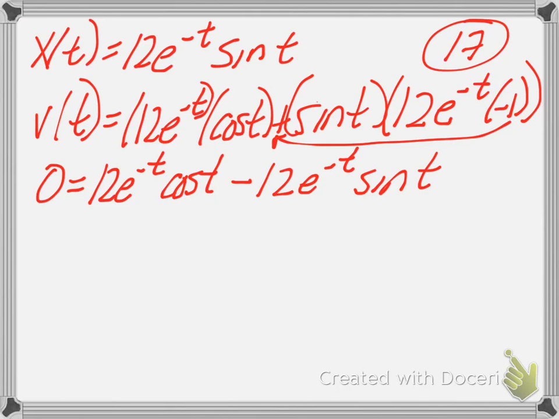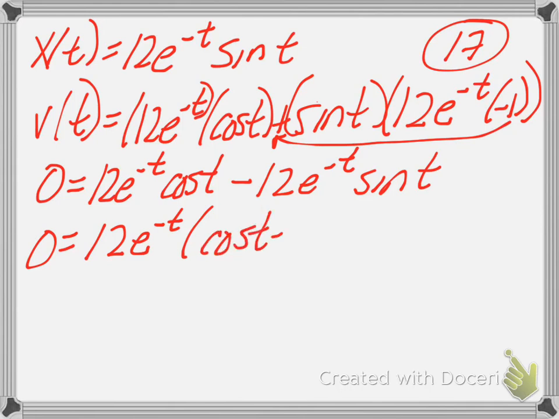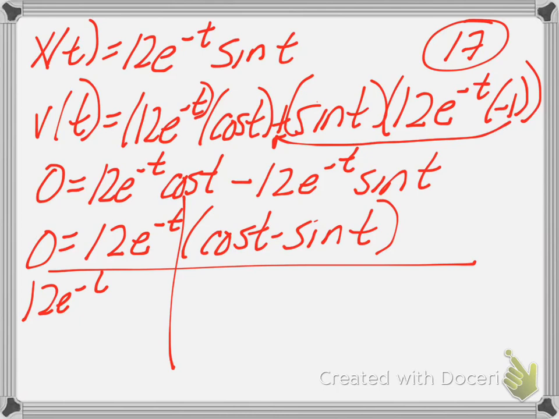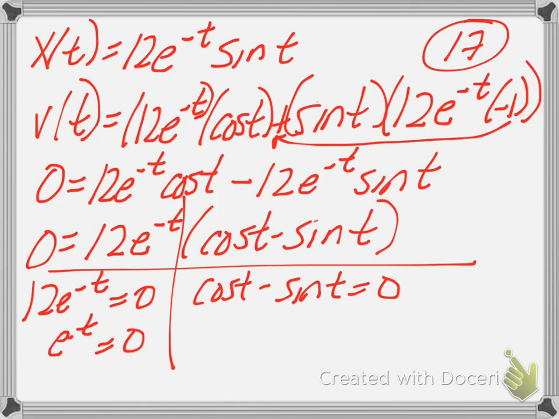This is a non-calculator question. So hopefully you notice that there are some things we can factor out. We can factor out a 12 and an e to the negative t. Okay, so we'll set them each equal to 0. Okay, so when does 12e to the negative t equal 0? Well, you can divide both sides by 12. Okay, there is no number that you could put in for t that is going to make this equal to 0. So this is never true.